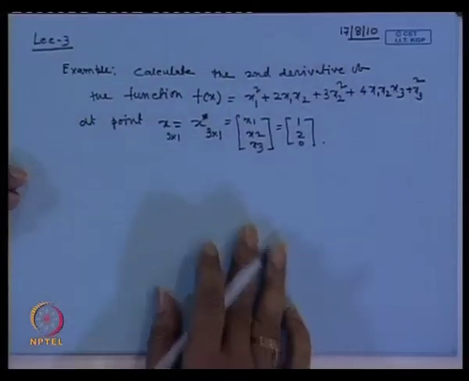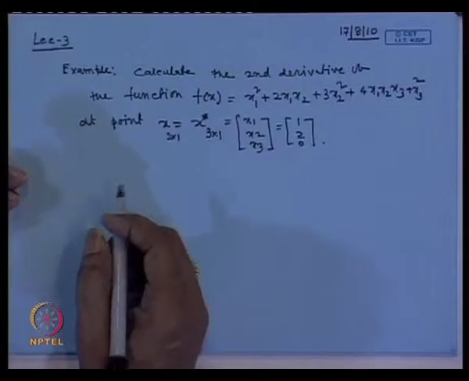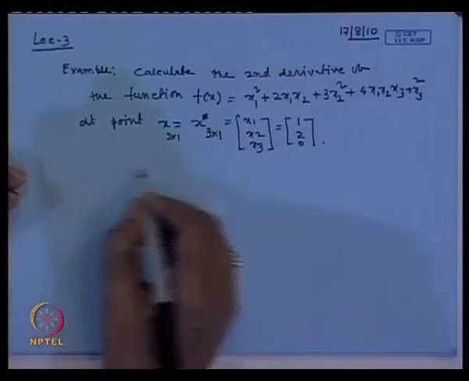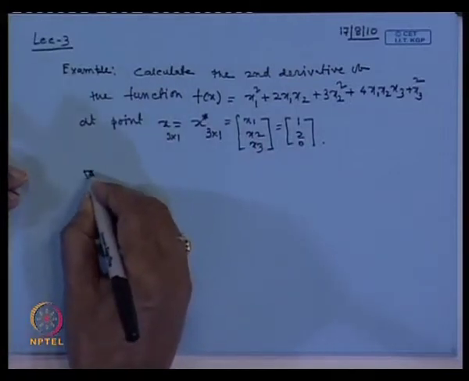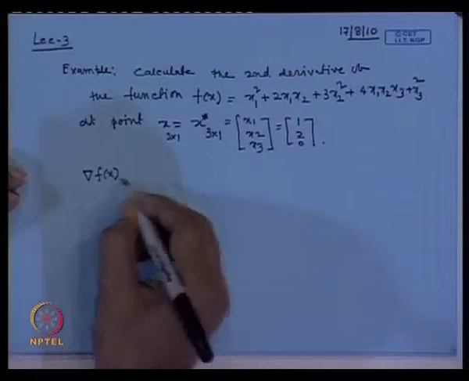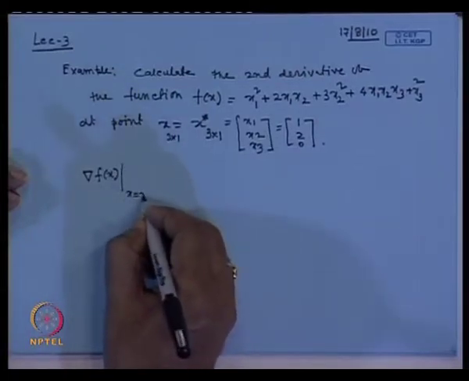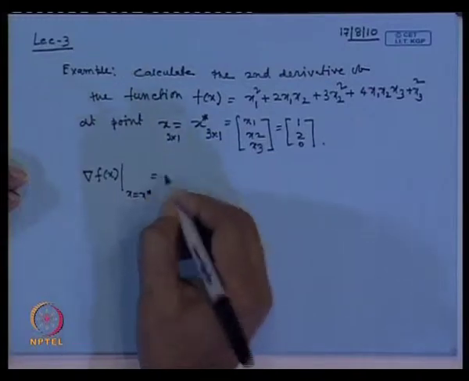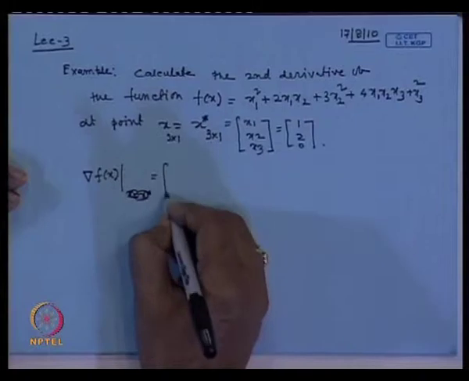So, in order to find the Hessian matrix of this function, that means, the gradient of this function once again if you differentiate, then this is called the second derivative of this function for a multivariable function. So, first you have to find the gradient of this function f of x. Last class we found the f of x value at x is equal to x star.